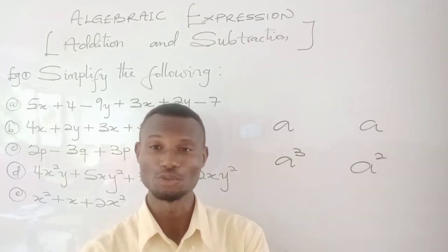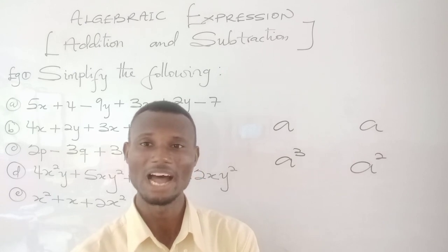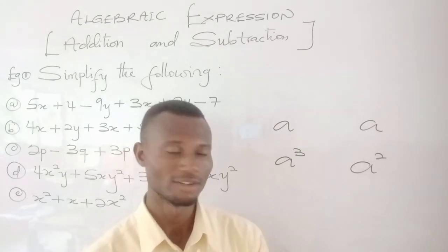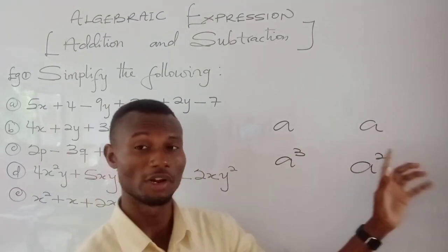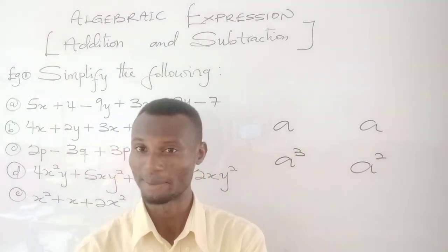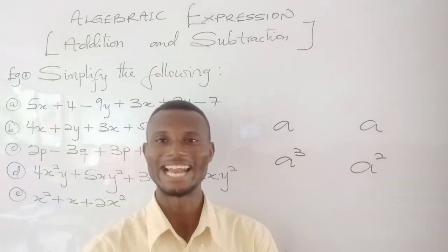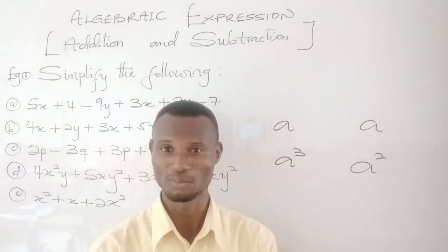The variables have to be the same, and the variables also need to have the same power. So it means that this A to the power 3 and this A to the power 2, we cannot add or subtract them because they are not like terms. I hope the explanation is clear enough up to this point.